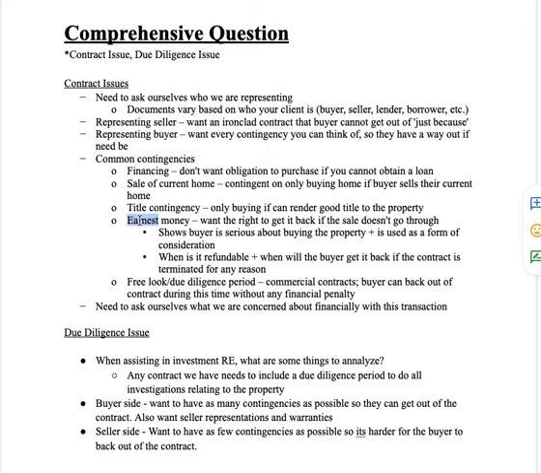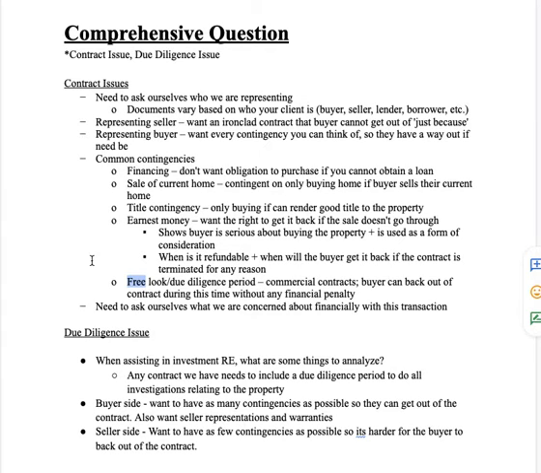Earnest money: you want the right to get it back if the sale doesn't go through. It shows the buyer is serious about buying the property and is used as a form of consideration. When is it refundable? You're going to specify when the buyer will get it back if the contract is terminated for any reason.